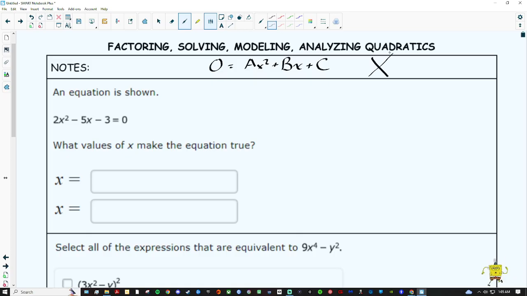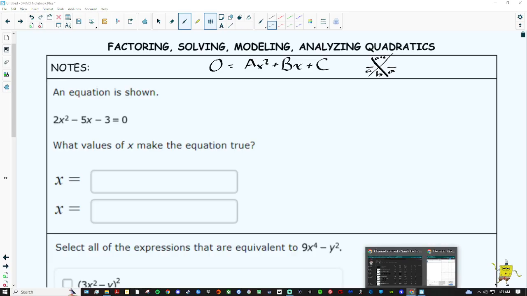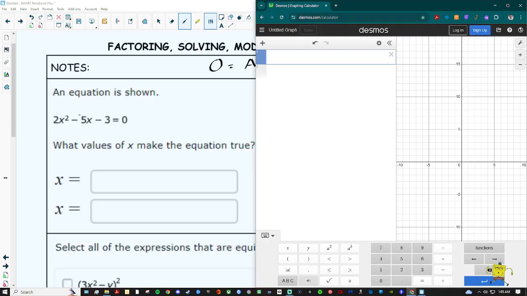Okay, now we use the x method in class. So we drew our x, we did our a times c on top, our b on the bottom, and we divided both sides by a. Now, this is the way to do it by hand, but we're going to go through how to do all these problems quick and easy using Desmos. So an equation is shown, what values make x true.